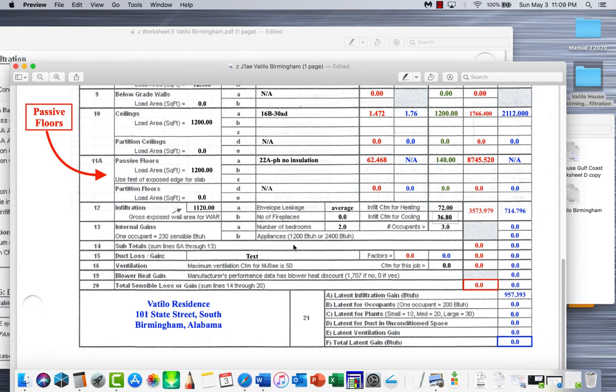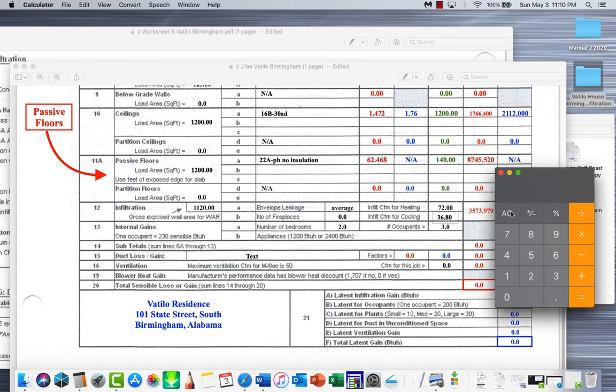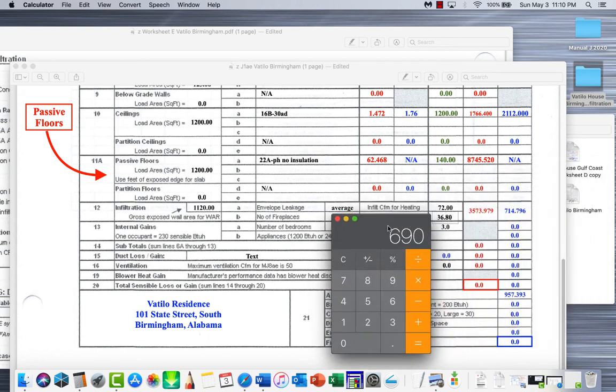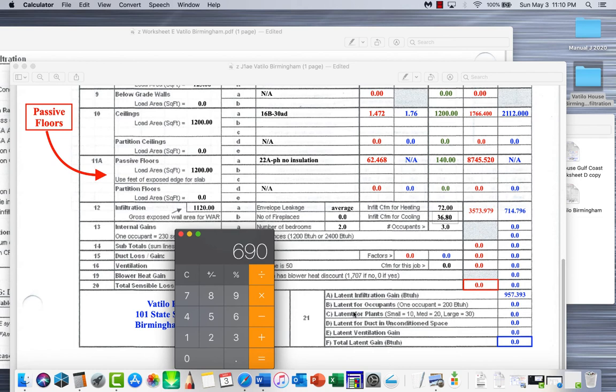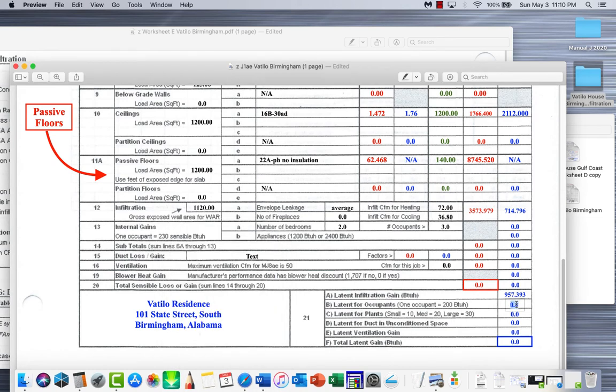All done. Okay, like I said, one occupant sensible BTU load equals 230. You can actually do that down here, right here. So how many occupants do we have? We had 3. So we can go ahead and knock that out. 230 times 3 equals 690. So 690 will be latent B for occupants.